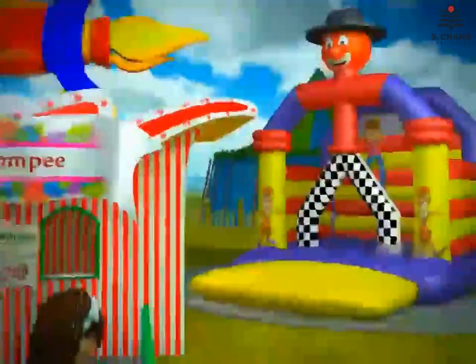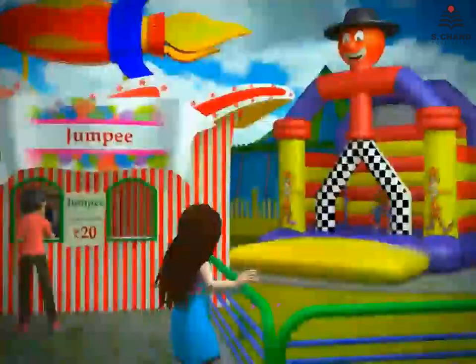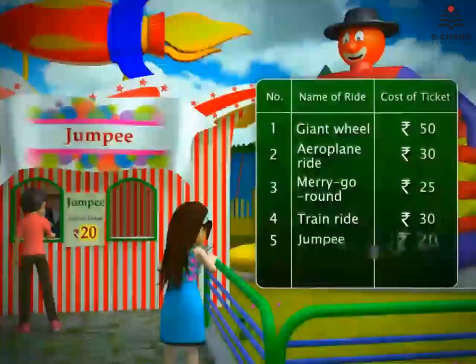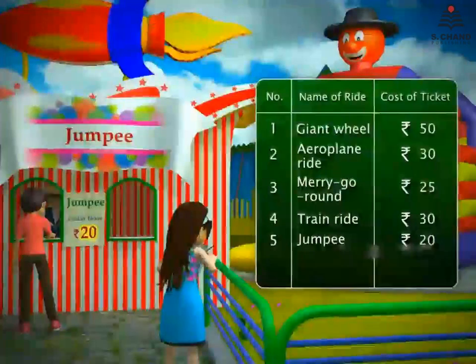The jumpy ride here is for the smaller kids. A ticket for this jumpy ride costs rupees 20. Let's enter the amount.